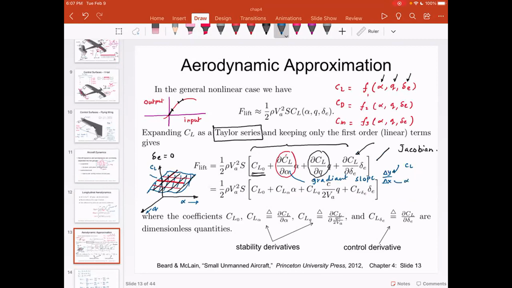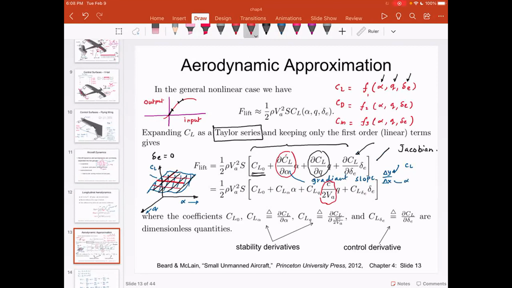And please note, this is partial, which means when we evaluate this slope, the other parameters, namely Q and delta E, are assumed to be constant. That's why this is partial. And then I want you to understand that there is a scaling that appears over here. And this is something important. Why is this scaled? Please note, we want the quantities to be sort of dimensionless.